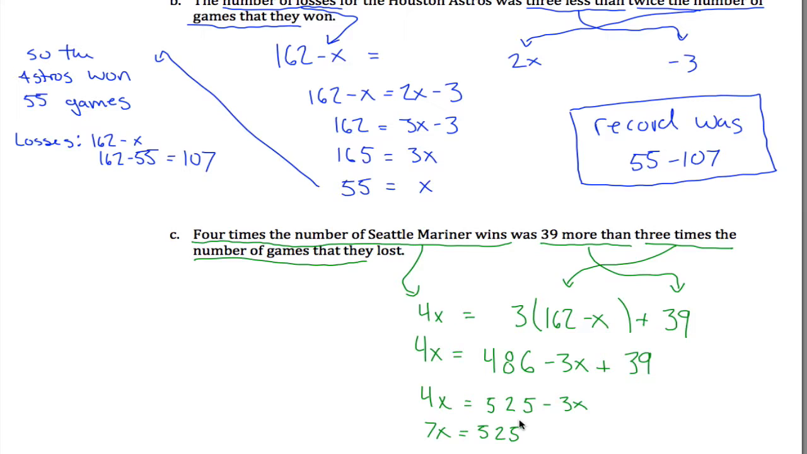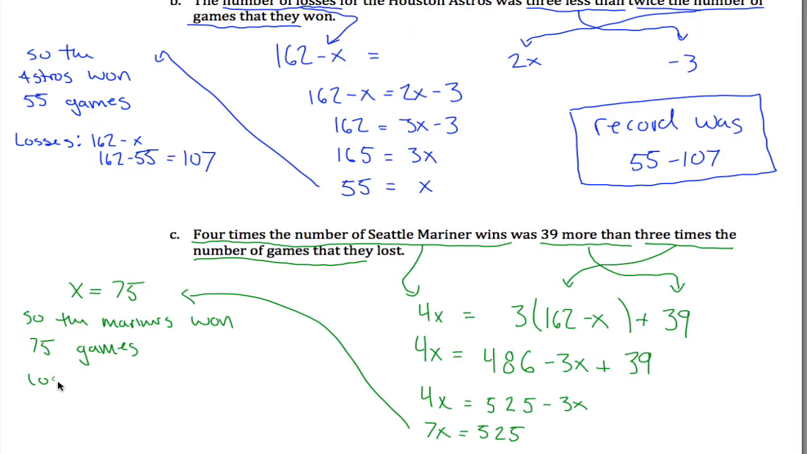Yuck. There's probably a shortcut way to do this. Let's see, 7 times 70 would give us 490. And then another 35 would be 5 more. So I think what we get is X equals 75. Double check that. 7 times 75 ends in a 5, carry 3, 49. Yeah, I think that does work out. So divide both sides by 7, and we get X equals 75. So the Mariners won 75 games.